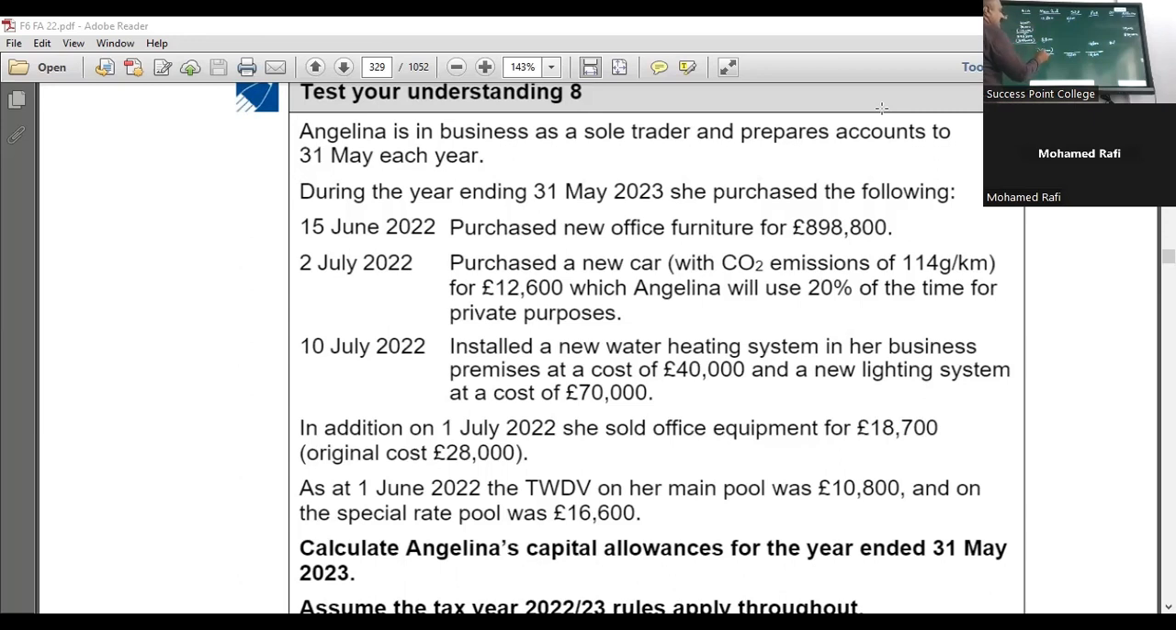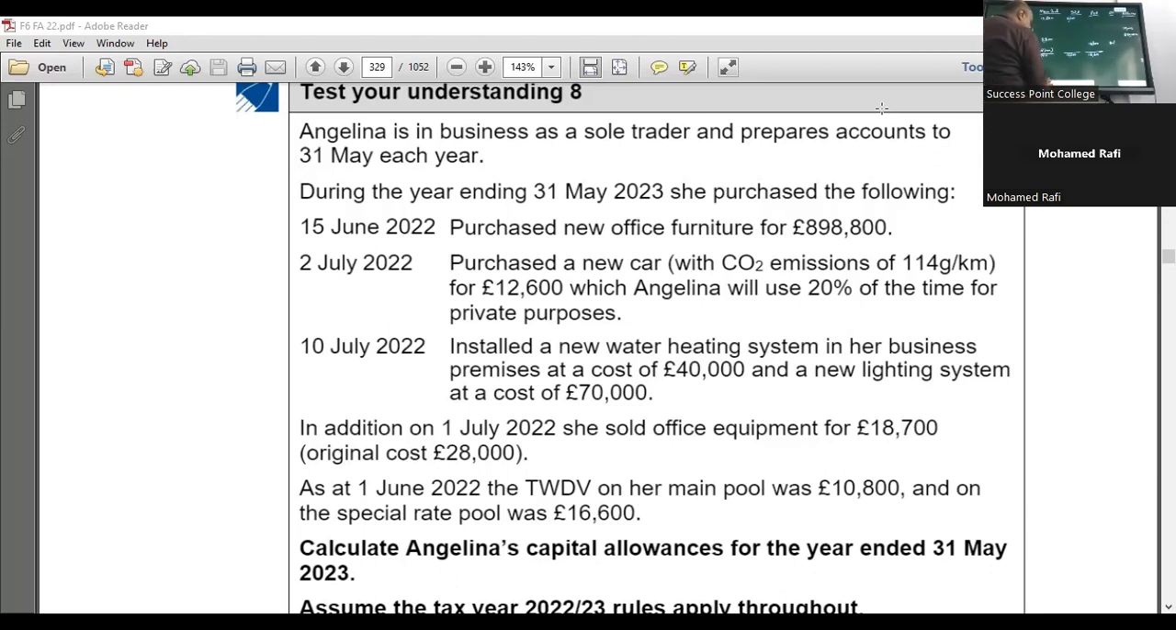900. Okay. Now we will claim WDA. Let's first claim 18% WDA on the main pool. How much is it? 900 into 18% is 162. But we will not claim this 18% because this is less than 1,000.